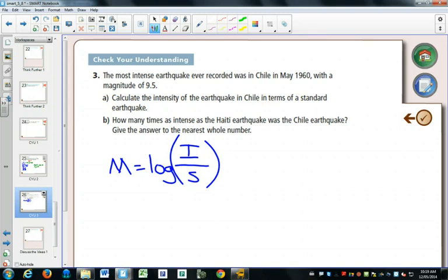where I stands for the intensity, S stands for a standard one, and so you can use this formula to calculate the intensity in terms of a standard one. Chile, 9.5, that's huge. So what we could do for A is using the formula, we know the magnitude is 9.5.